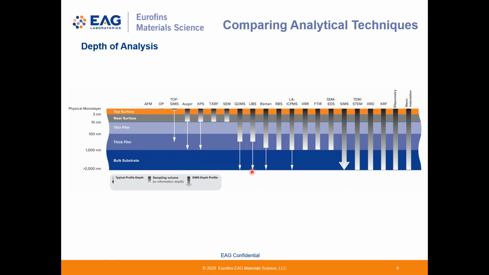But for Auger, however, this shallow depth of analysis is a strength that leads to better detection limits for very thin films, where it may fall below the detection limit of other techniques that probe a larger volume, like SEM-EDS over here.